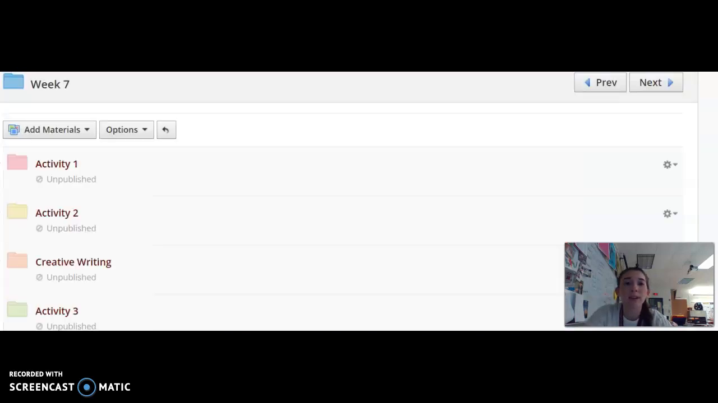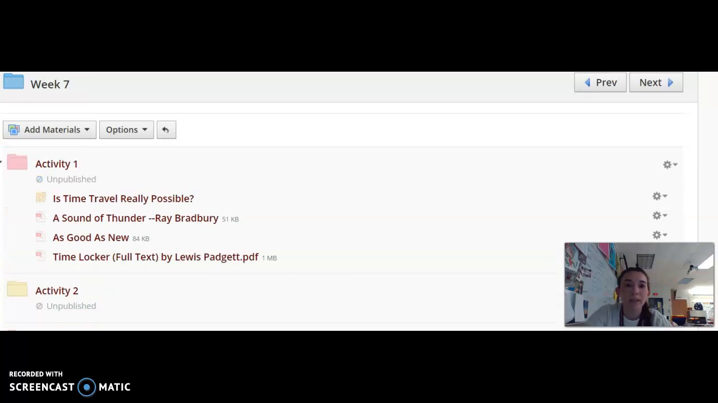Alrighty, so as we look at our Schoology page for Week 7, we have several different activity folders. Activity 1 is about time travel. So we have a short Ed Puzzle that goes over, is time travel really possible? So this is continuing with science and technology. You have 3 different short story options. So you are going to be reading one of these 3 different options.